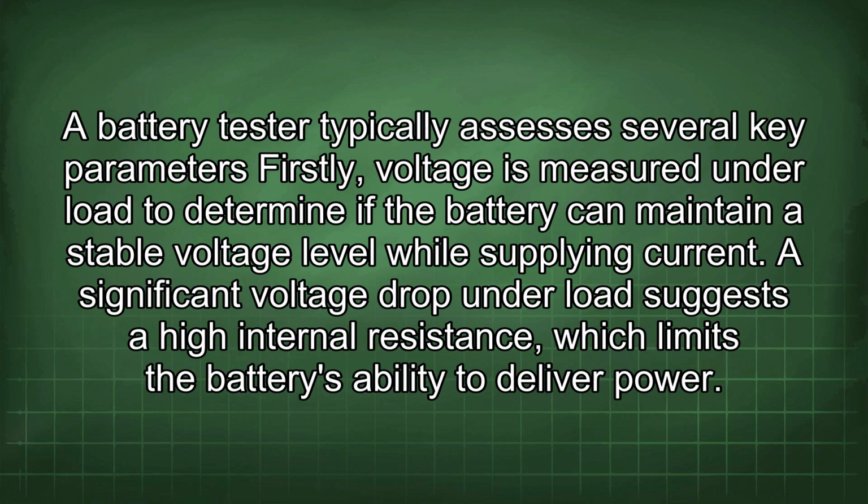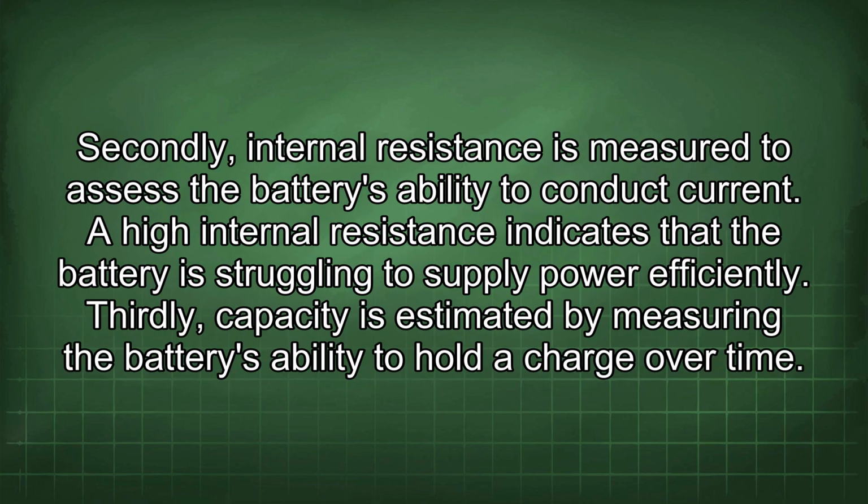A battery tester typically assesses several key parameters. Firstly, voltage is measured under load to determine if the battery can maintain a stable voltage level while supplying current. A significant voltage drop under load suggests a high internal resistance, which limits the battery's ability to deliver power. Secondly, internal resistance is measured to assess the battery's ability to conduct current. A high internal resistance indicates that the battery is struggling to supply power efficiently.